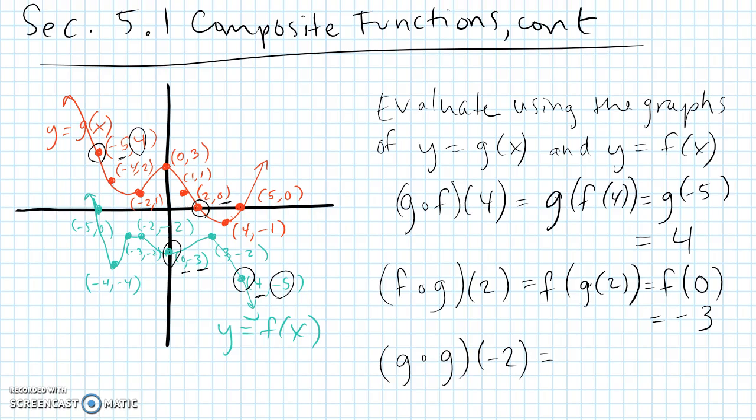We can do the same thing with just one function. g of g of negative 2. So first I'm going to plug in the value for g of negative 2. Well, g of negative 2 on the axis here is equal to 1. So we're really going to be looking for g of 1. And then we find x equals 1, also y equals 1. So g of g of negative 2 is equal to 1.